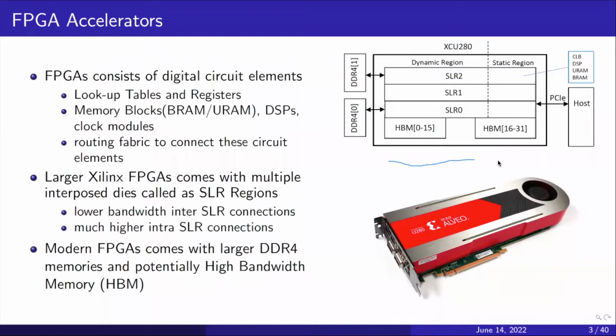This is the block diagram for the Xilinx U280 FPGA card. It consists of circuit elements such as lookup tables, digital signal processing blocks, and block memories, as well as the routing fabric to connect these elements. Large Xilinx FPGAs are divided into SLR regions, and the user must be aware of the slow connection speed between these SLR regions. And modern FPGAs come with high bandwidth memory.